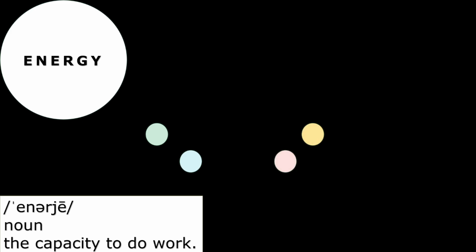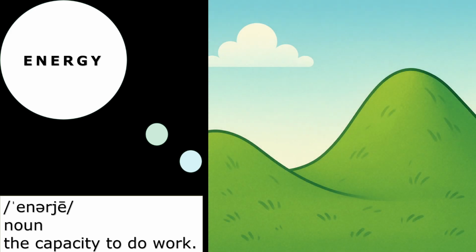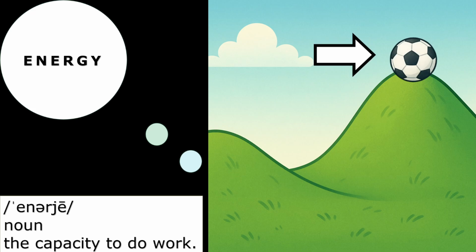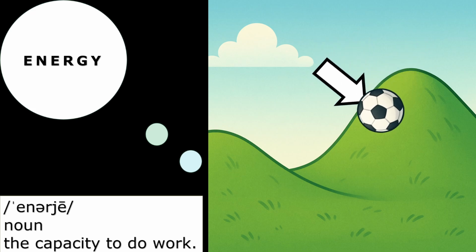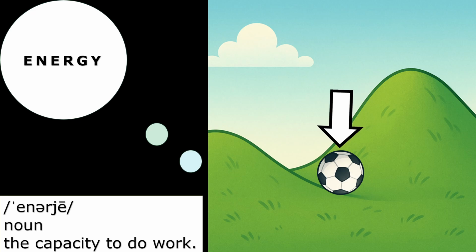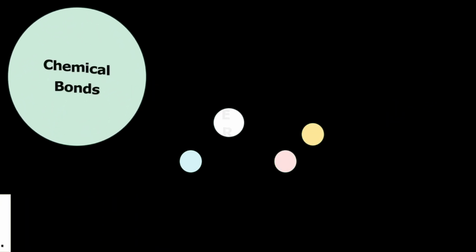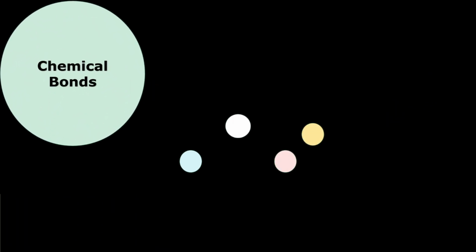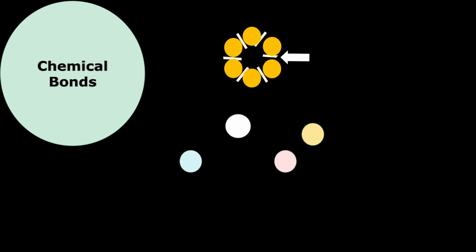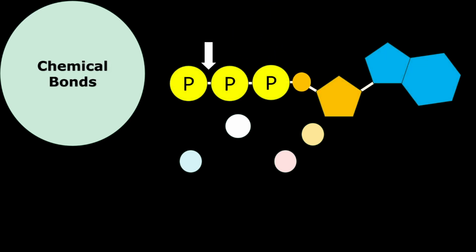For example, a ball atop a hill stores gravitational potential energy and releases it as it rolls down to rest in the valley. Chemical potential energy is stored in covalent bonds. For example, the carbon-carbon bonds in glucose and the phosphoanhydride bonds in ATP. When bonds break or form, matter and energy shift.